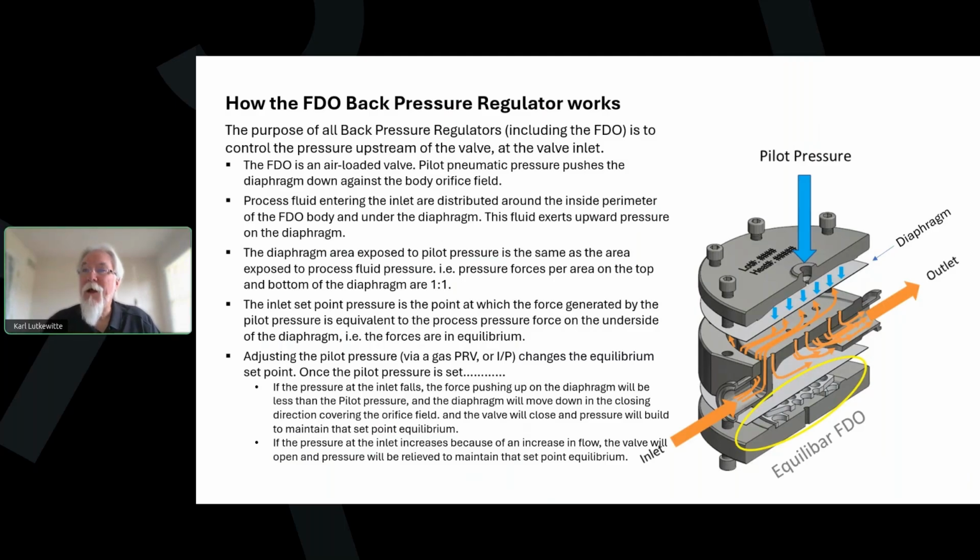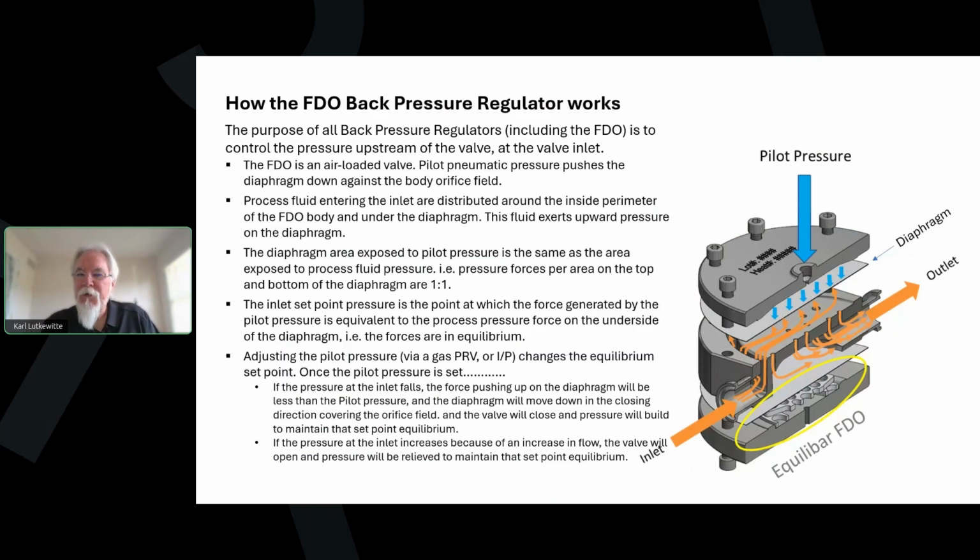It's going to lay flat over that orifice field. So when process fluid enters the valve, and you can see the orange arrows below right here, the process fluid enters here and is distributed around the perimeter of the valve. You can see this channel right here. It goes around that channel and migrates over the top of the orifice plate, and then it goes through the orifice field holes and out the outlet. Really simple process as to how that works.